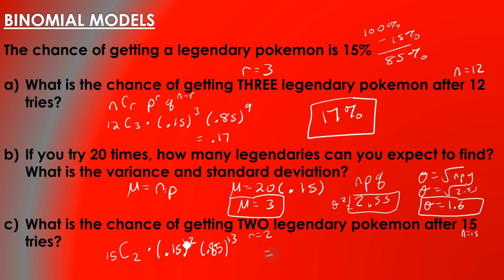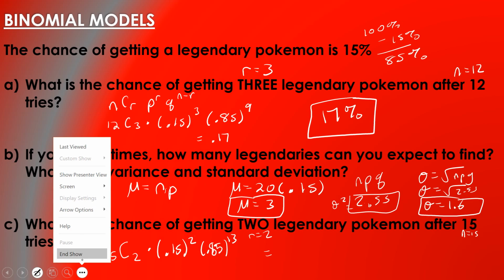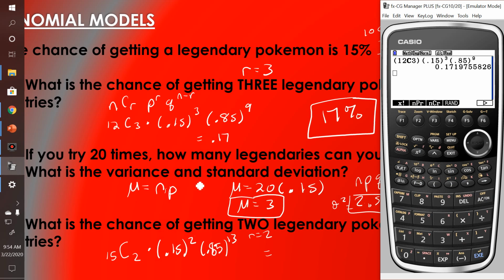So what's that equal? Let's bring up the calculator again so you can see what I'm putting in. So I'm going to find my probability menu, and I'm going to put in 15 tries, 15 choose 2 of them, times 0.15 to the 2nd, and then times 0.85 to the 13th.